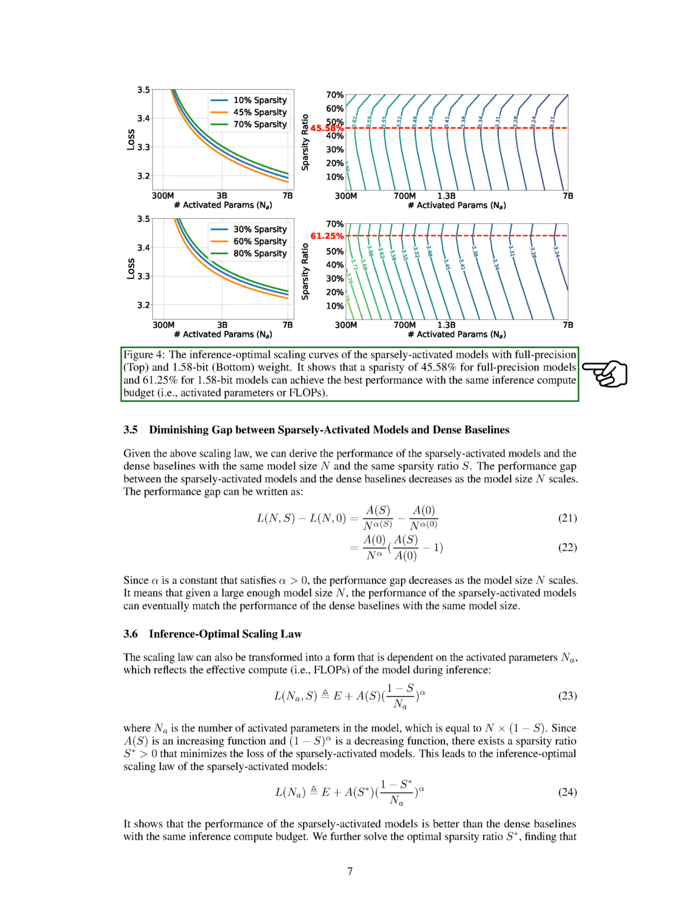Our results illustrate the inference optimal scaling curves for both full precision and 1.58-bit weight models, demonstrating that our sparsely activated models can significantly reduce the number of activated parameters or floating point operations during inference while maintaining comparable performance. This scaling law provides a framework for optimizing the performance of our sparsely activated models by adjusting the sparsity ratio S, which can guide our training processes and enhance model performance during inference.